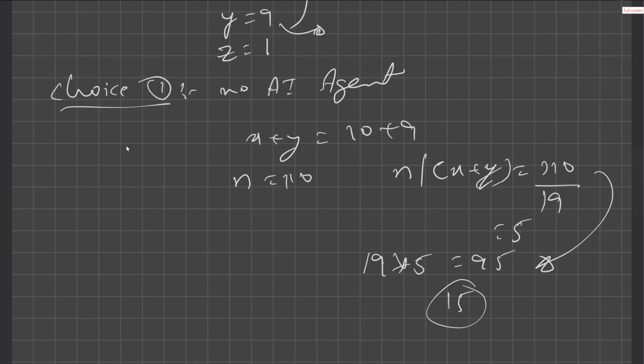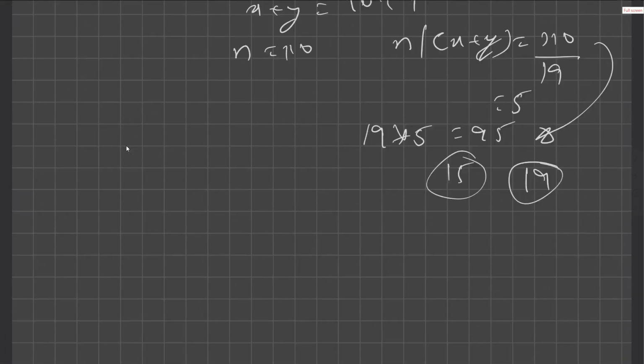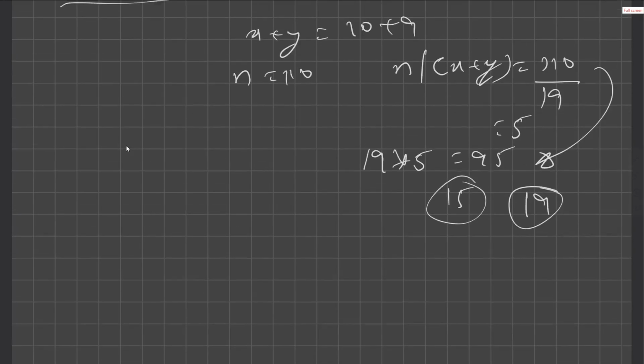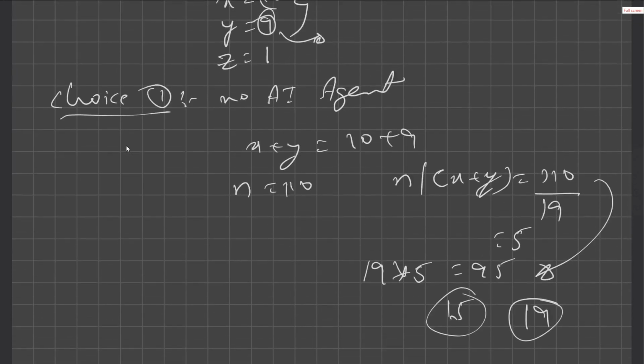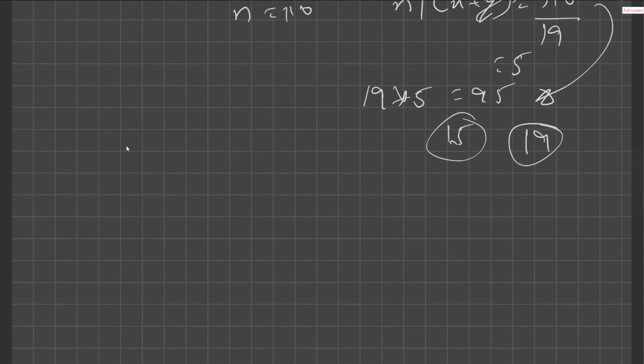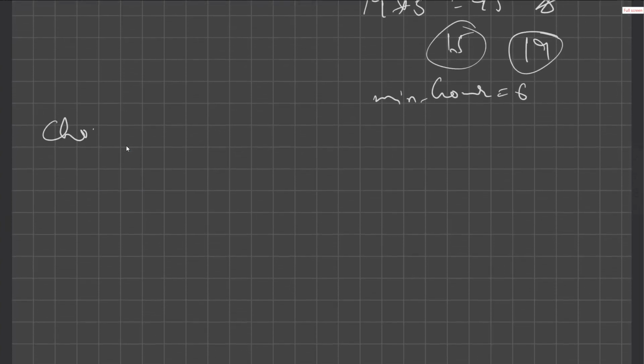In the 6th hour, they'll be completing still 19 lines of code, because their speed is 10 plus 9, right? So 19 lines of code they would have written. But yes, only 15 lines of code are required right now. So when we choose the first option wherein no AI agent is chosen by Nikita, in that case our minimum hours is 6. Now let's take choice 2.